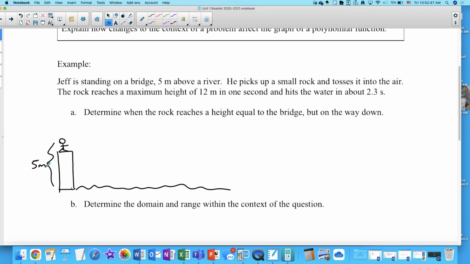Now I'm going to actually put axes on top of that. So where do you think it would make sense to put my origin, the point 0, 0? Well, at 5 meters, you're 5 meters above. I would put it here. That's the height of 0, and time is 0 when it starts. So I'm just going to do this.